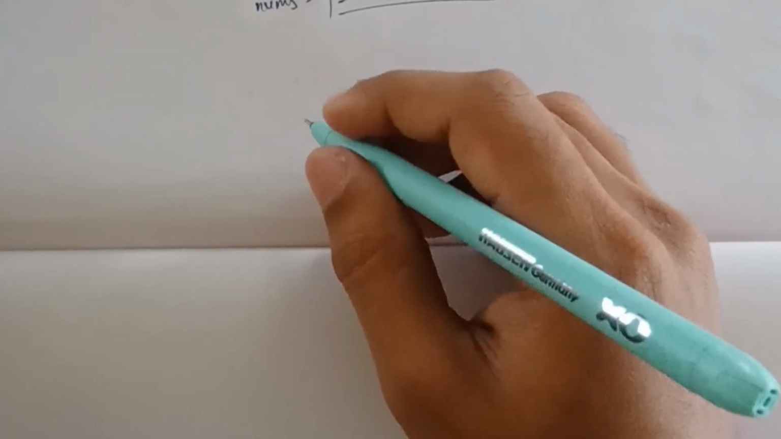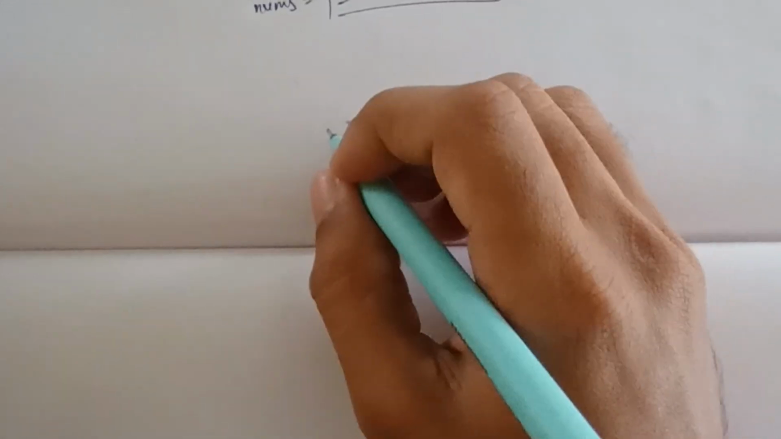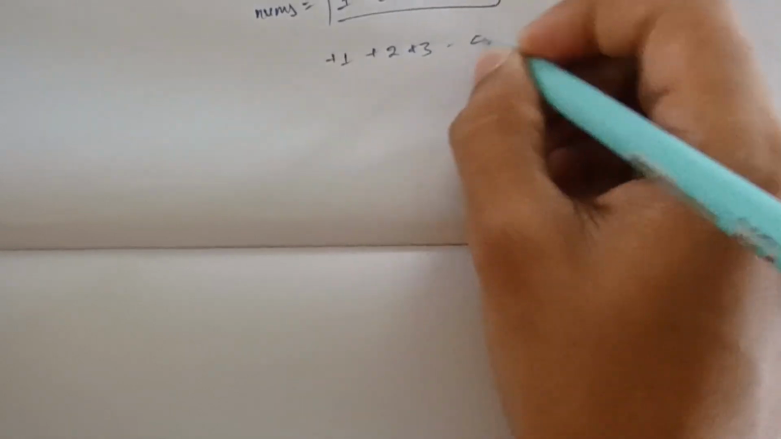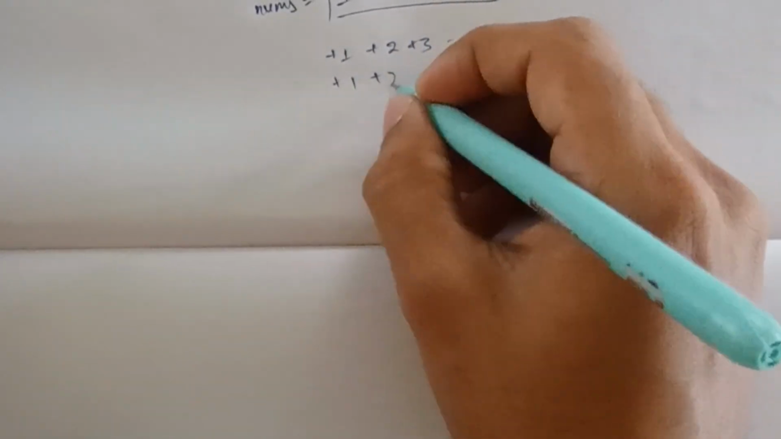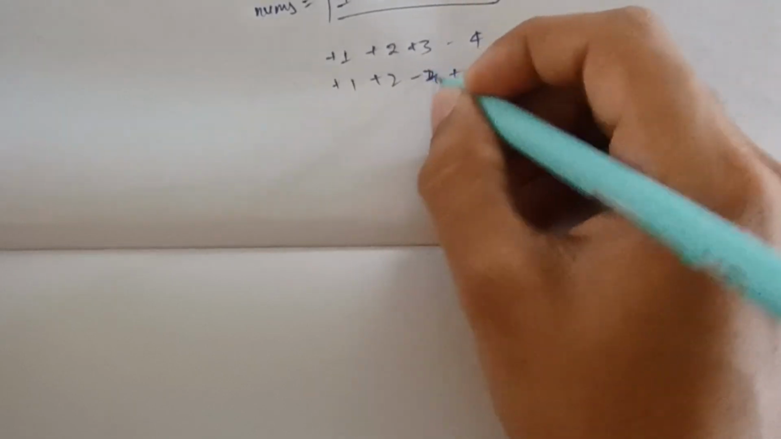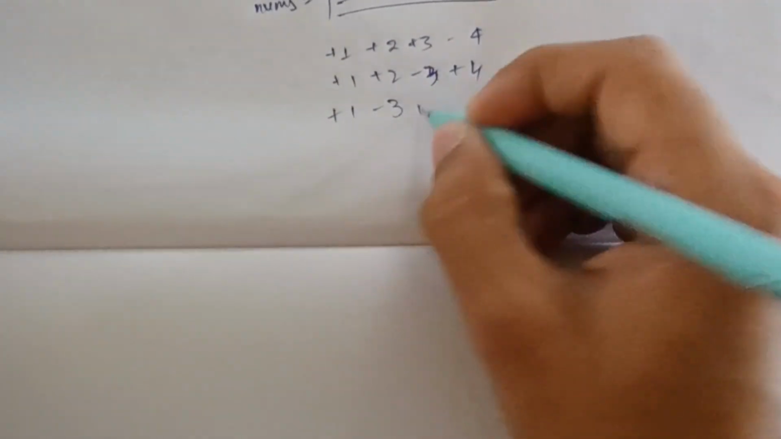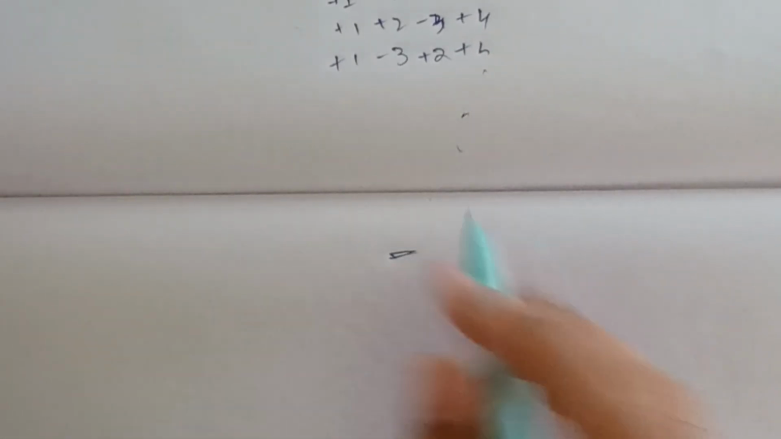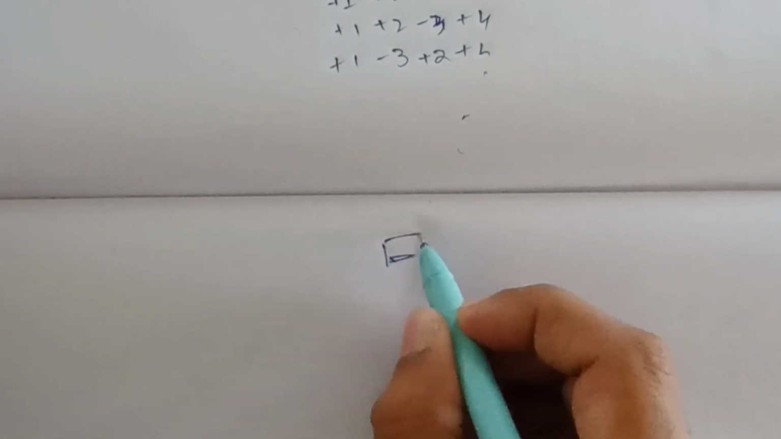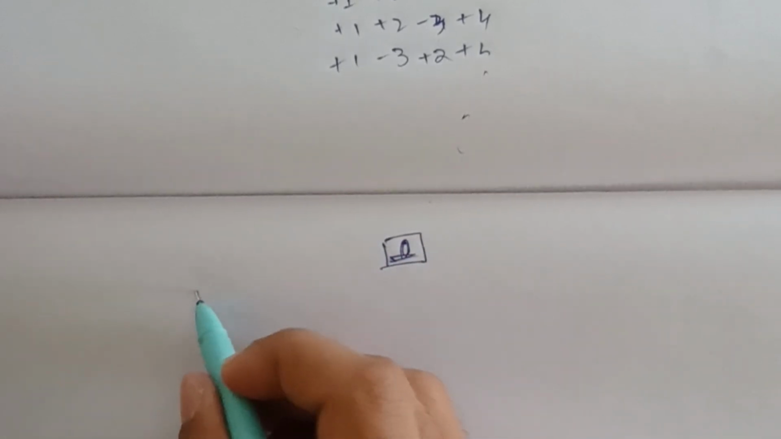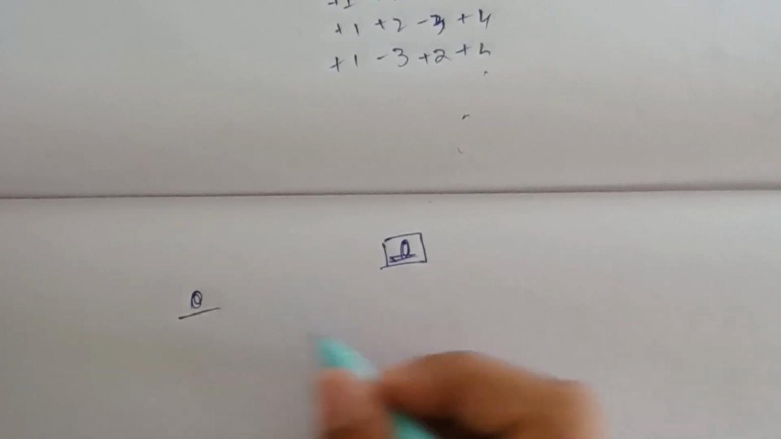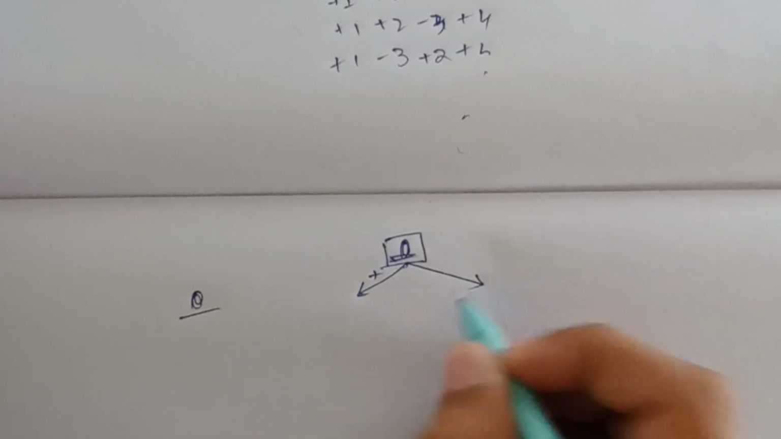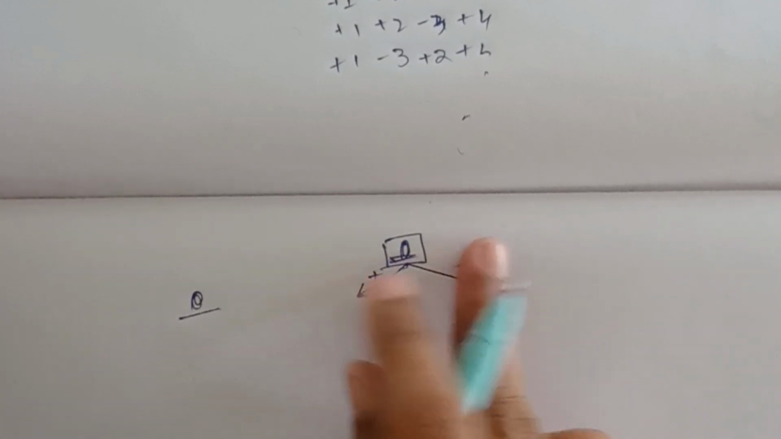The first approach is to evaluate all possible expressions. That means plus 1, plus 2, plus 3, minus 4, plus 1, plus 2, minus 4, and so on, like this. Initially there is no expression, so the value will be 0. So take the first index 0. Now we need to add it or subtract it. There are only two ways.